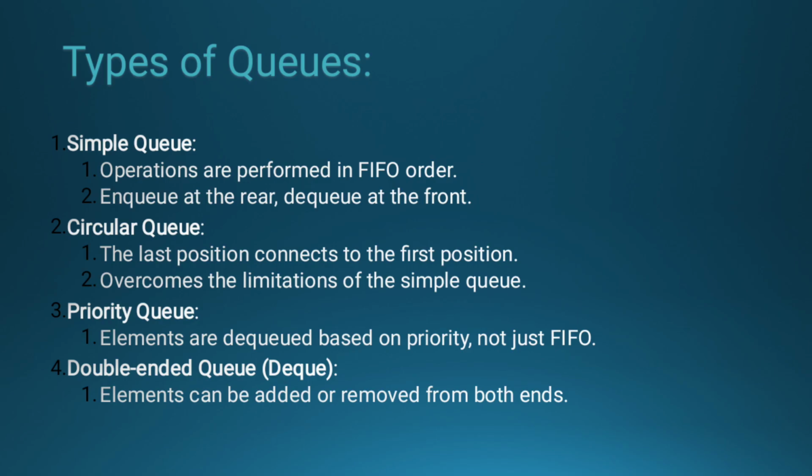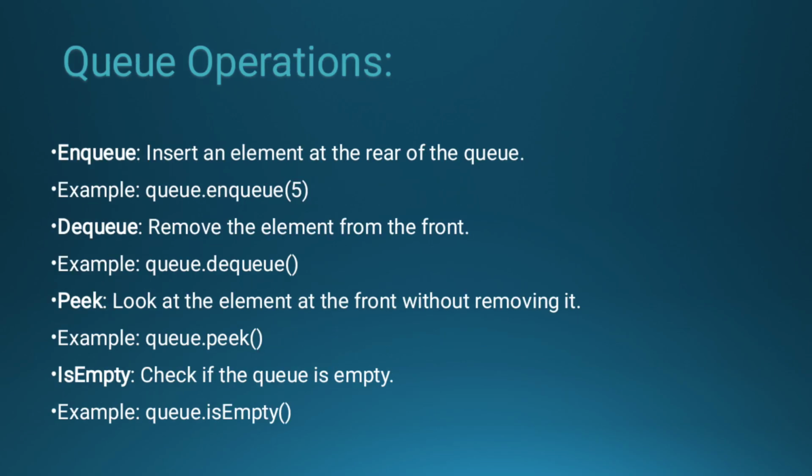Now, priority queue. In a priority queue, the nodes will have some predefined priority. The node with the least priority will be the first to be removed from the queue. Insertion takes place in the order of arrival of the nodes. Double-ended queue, which is DQ. DQ is also known as double-ended queue. As the name suggests, double-ended, it means that an element can be inserted or removed from both the ends of the queue. Now we will see queue operations.